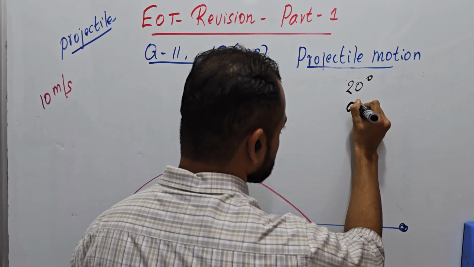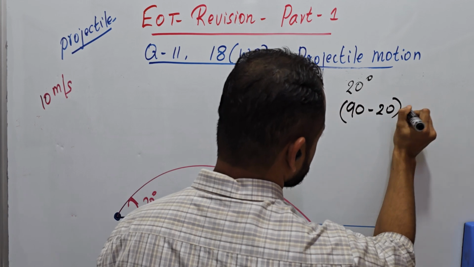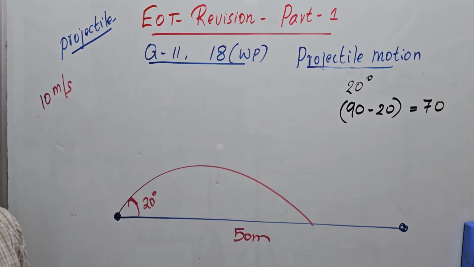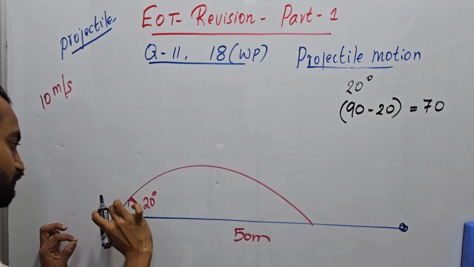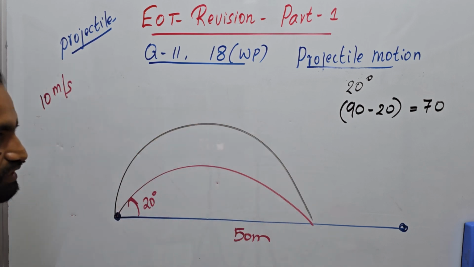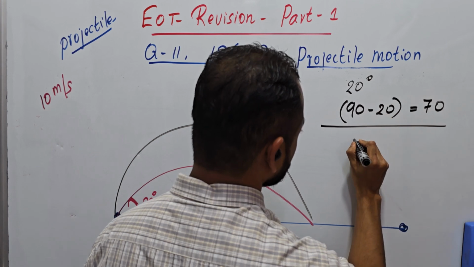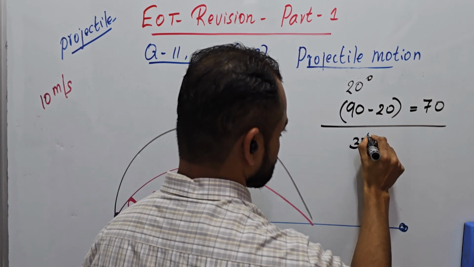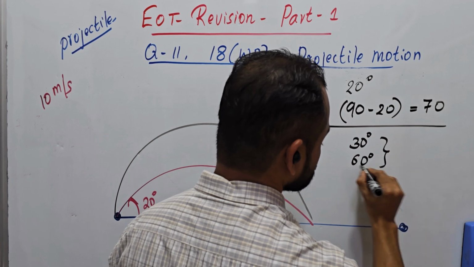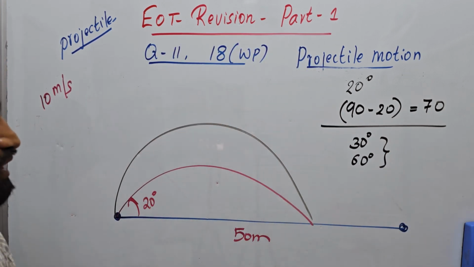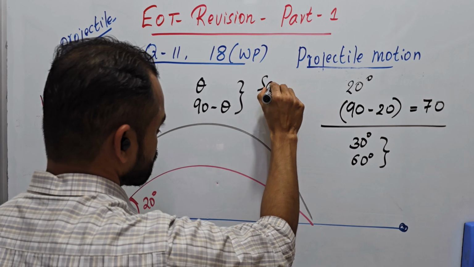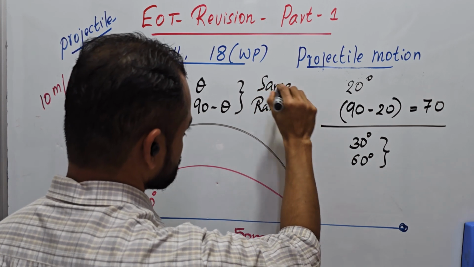The second angle is 90 minus 20. How much? 70. 90 minus 20 is 70. So if you throw at an angle of 20 degree and 70 degree, the object will cover the same distance. For example, if I throw a ball at an angle of 30 degree and 90 minus 30, which is 60, then for these two angles, theta and 90 minus theta, the range is the same. Horizontal distance traveled is called range.